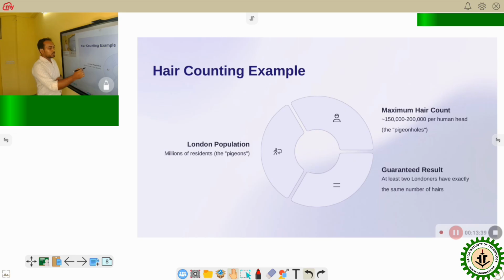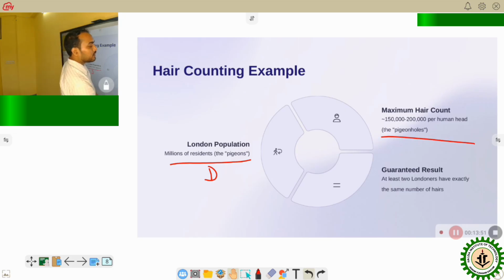Why? Because the London population is in millions. That is the number of pigeons, the domain of the mapping, and the maximum hair count is the number of pigeonholes, which lies between 1.5 lakh to 2 lakh. But millions means 10 lakh. So 10 lakh pigeons have to be placed into 1.5 to 2 lakh holes. So at least one of the pigeonholes, that is, at least two of the people, will have the same number of hair.